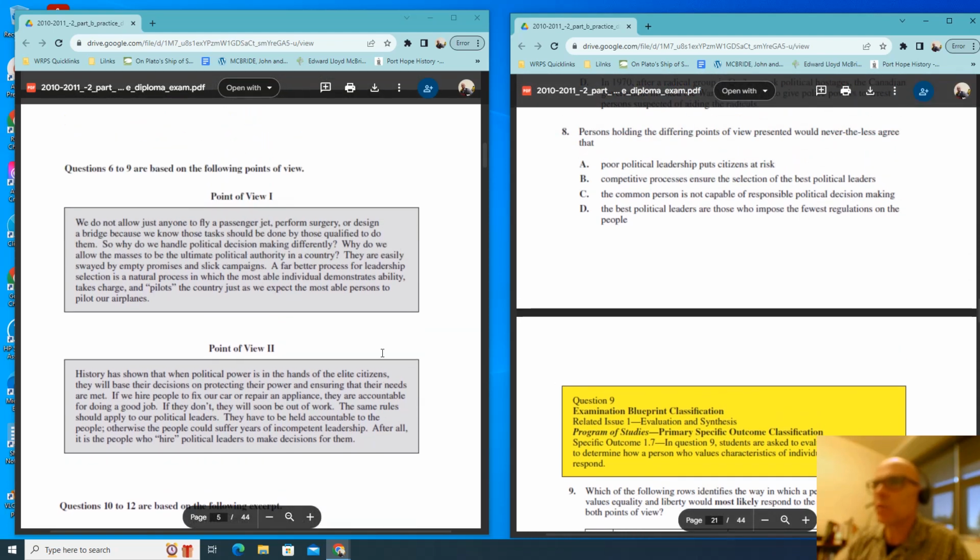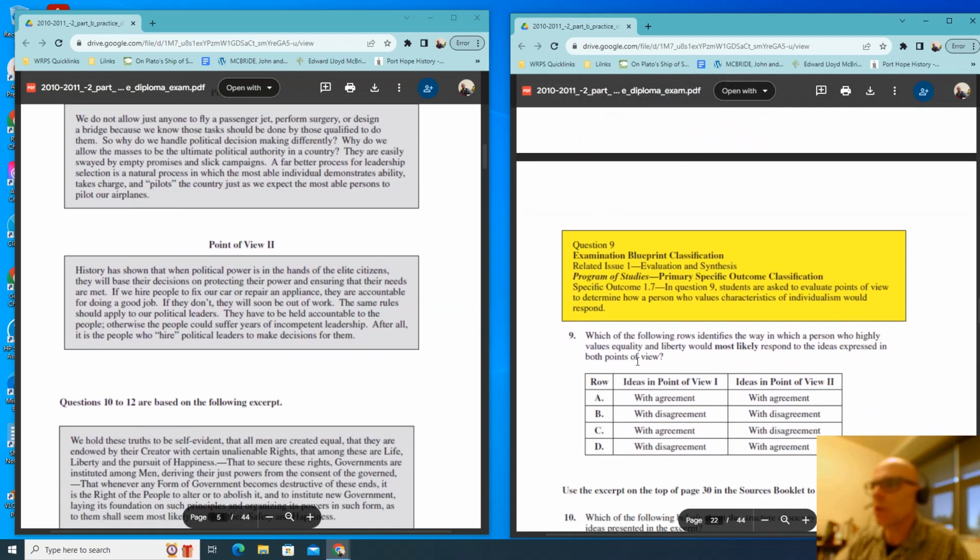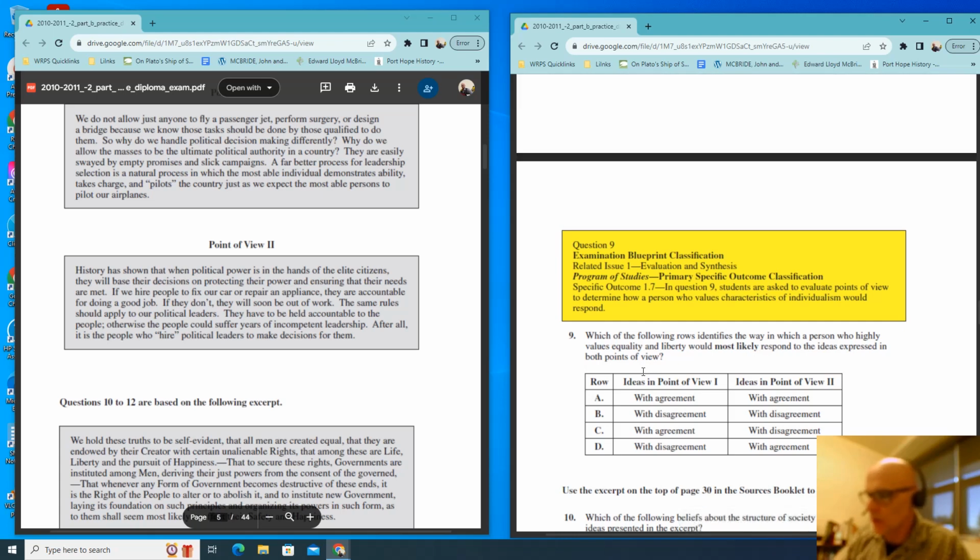Well, the first one was anti-liberty and the second one was pro-liberty. So the anti-liberty one they would disagree with, and the pro-liberty one they would agree with. So if I had to, I'd go back and say, okay, the one that wants authoritarianism, point of view 1, authoritarianism is a dictatorship. Dictatorship is the opposite of political liberty. So somebody who likes liberty would disagree with that.